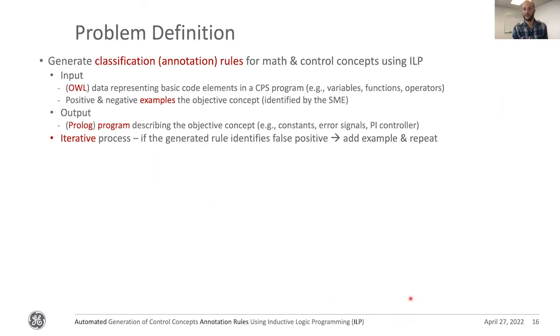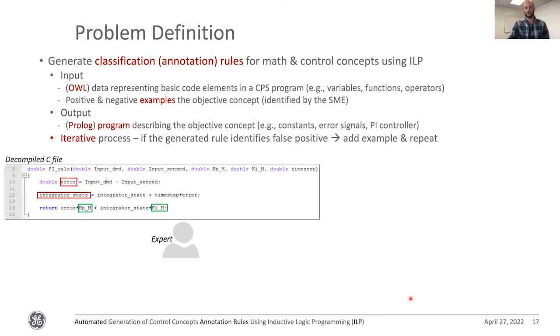So the problem definition, just to formalize it again, is that we want to generate classification rules for math and control concepts in CPS code. Our input is OWL data, which is the knowledge graph describing the code, and positive and negative examples that we get from the user using a user interface. The output is a rule, or a Prolog program that describes that rule. The whole process we expose to the user is iterative, in the sense that the user can keep picking positive and negative examples until they are satisfied.